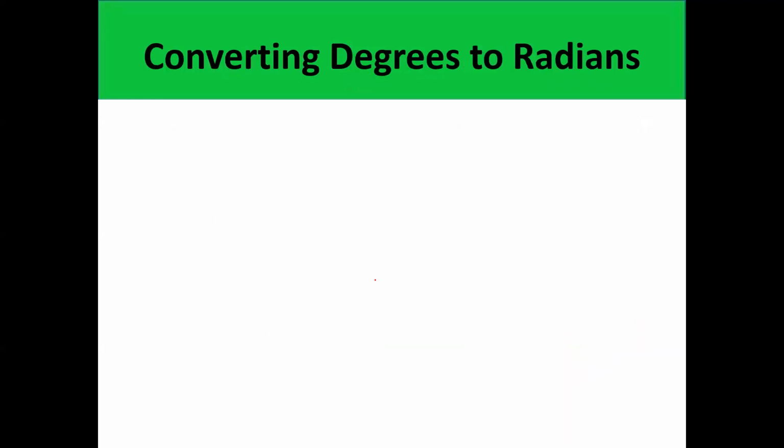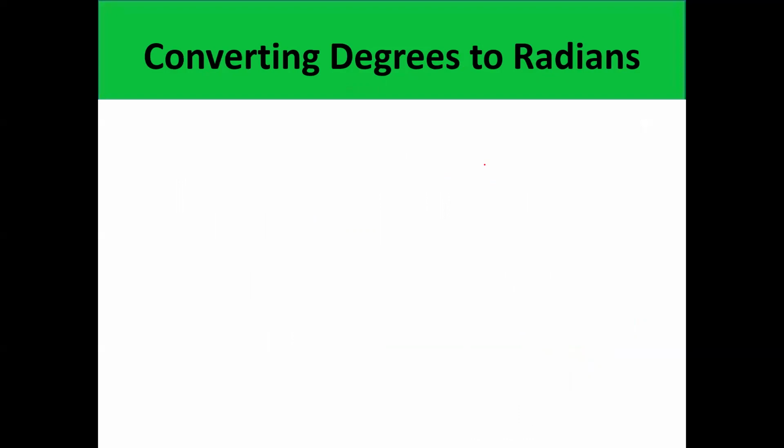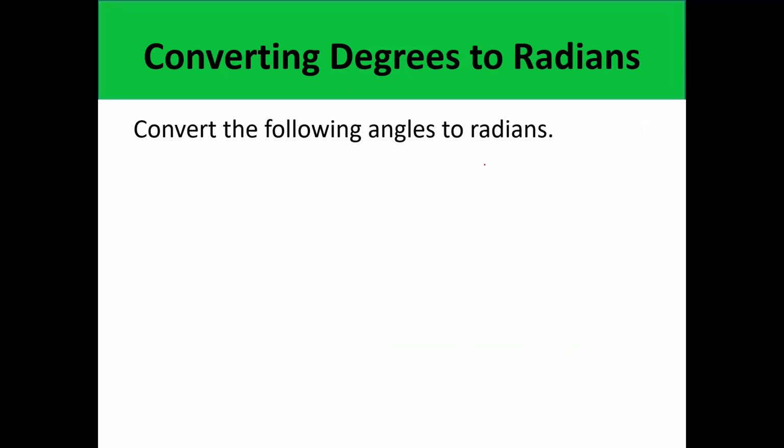Now, how do we convert angles in degree measurement to radian measurement? In converting angles in degrees to radians, we multiply the given angle in degrees by pi over 180 degrees radians. So for example, let us convert the following angles into the radian measurement.